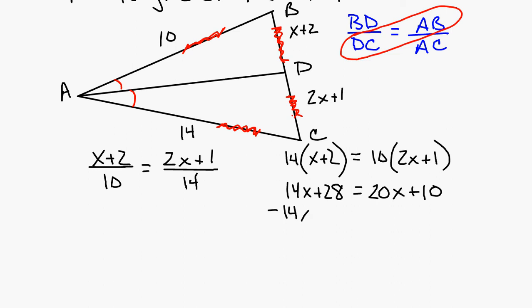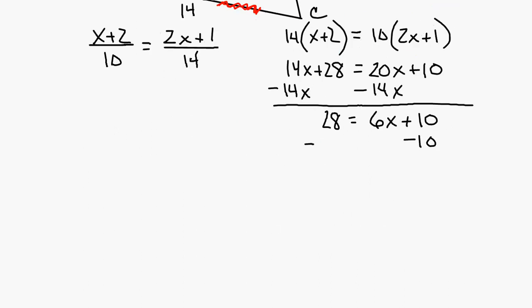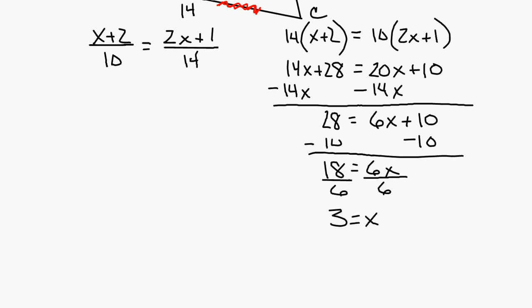Subtract 14x from each side. 28 equals 6x plus 10. Subtract 10. So 18 equals 6x. Divide by 6. 3 is equal to x. If you know that x is equal to 3, you could substitute it and find each of those segments or the entire bottom of that triangle.